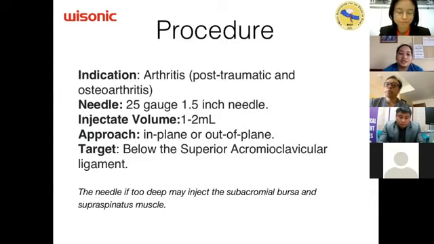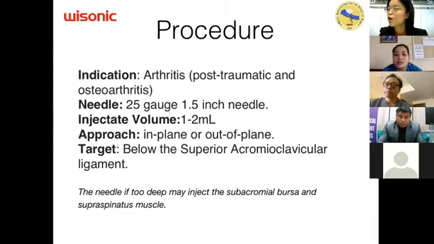For injection of the AC joint, I mostly inject if there is arthritis, post-traumatic or osteoarthritis of the joint. The needle I use is a small 25 gauge, 1.5-inch needle. The injected volume will be very small. It's a very small joint, so you should not inject a high volume, otherwise you'll rupture the capsule, which will cause even more severe pain to the patient than before. So I inject around 1 to 2 ml.